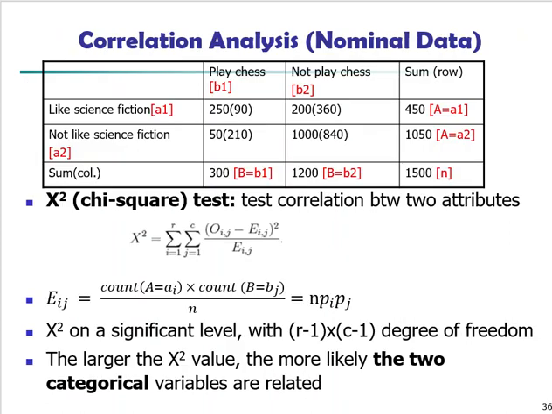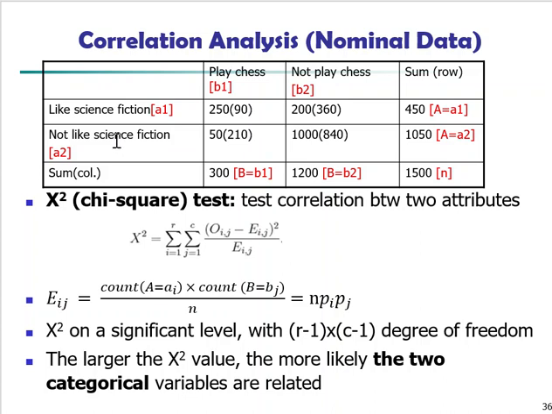When we have nominal data, we can use the Chi-square test to identify attributes that are highly correlated. The Chi-square test measures correlation between two nominal attributes. So the idea is, if we assume, in this case, two variables: whether this person plays chess or not, and whether this person likes science fiction or not.